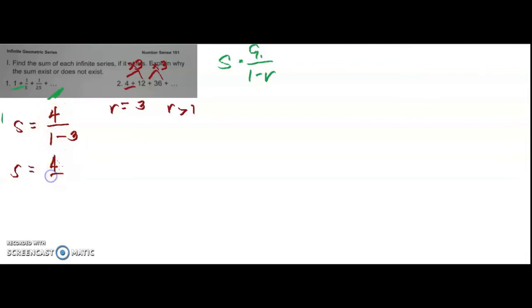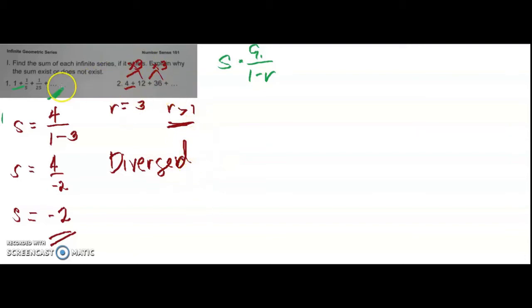So, we have 4 over 1 minus 3, which is negative 2. Okay, and we have 4 over 2, we have negative 2. Can we accept this kind of sum now? No, because we don't have a sum that is negative in form. Even with our common ratio here, this is already diverge.